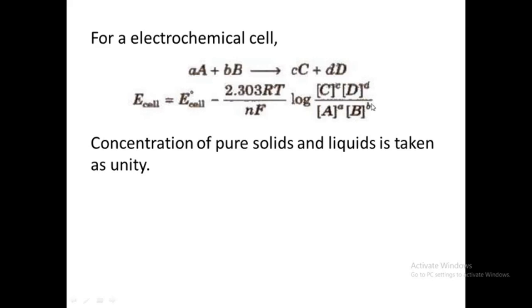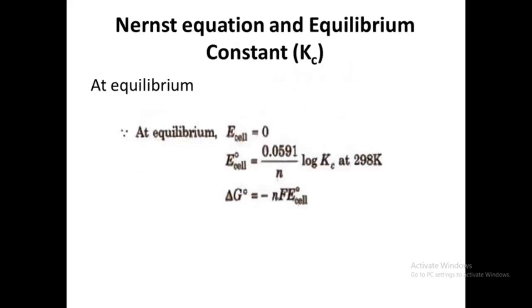And at equilibrium, as you have already studied in class 11, the concentration of product divided by the concentration of reactant is Kc, the equilibrium constant. That means E cell will equal 0. So 0 equals E naught cell minus 2.303 RT divided by NF log Kc. After putting these values, we will get E naught cell equal to 0.0591 divided by N log Kc.